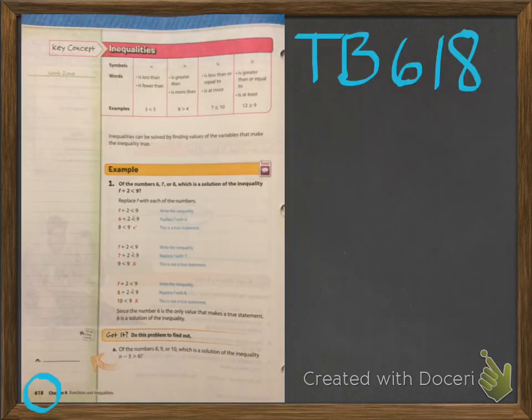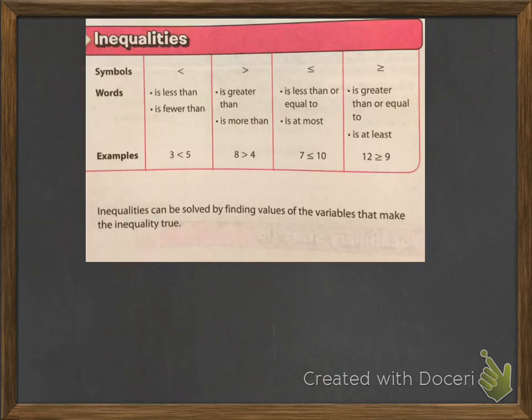Now you should be looking at textbook page 618. At the top you'll see the key concept, which says inequalities. Let's go ahead and look at that at a closer view. All right, so right here you see the symbols. Let's start with the symbol for less than. So that is the symbol right here, and it's less than. And the words are less than and fewer than.